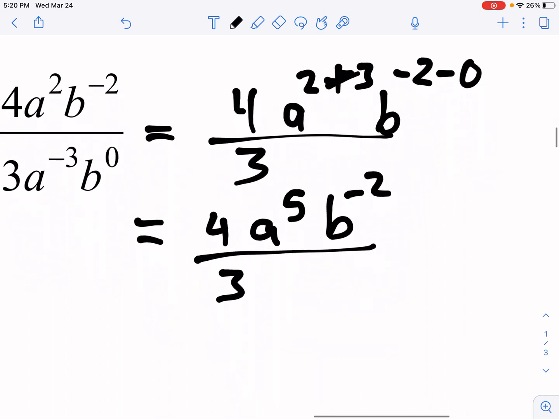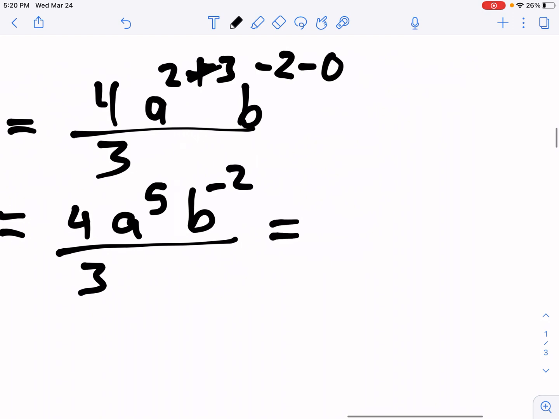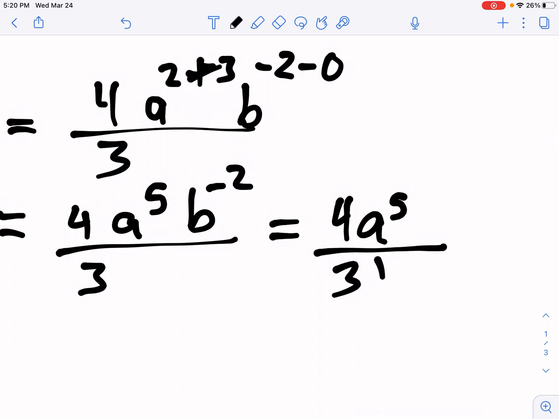Okay, well now we have a negative exponent. So again, anything that's positive, we don't have to do anything with it. The only thing that's going to flip is the negative. So keep everything else the same, 4 times a to the 5th, but now the b to the negative 2nd is going to flip down so that it's in the bottom. Okay, it's just going to go down here.